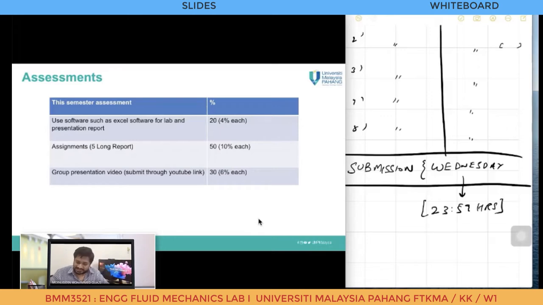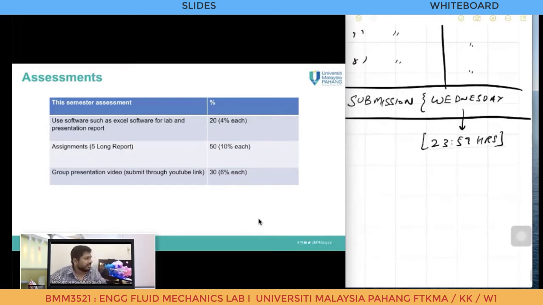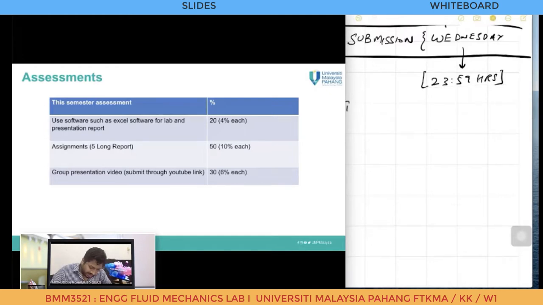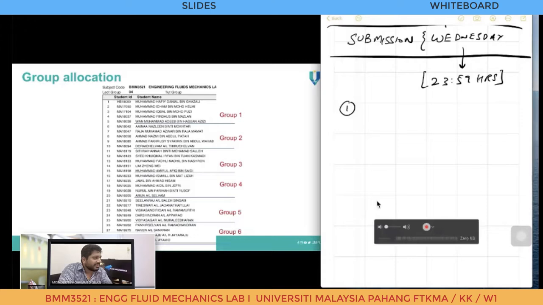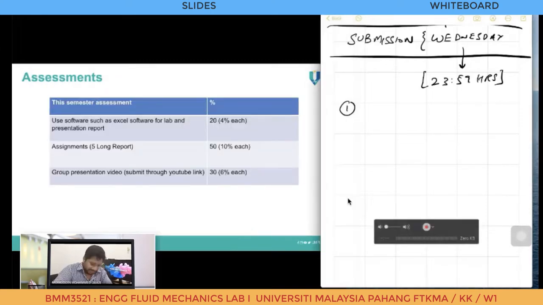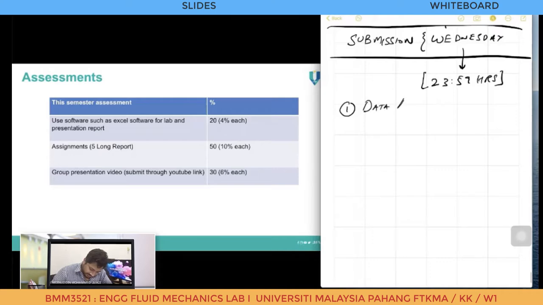Now, what is the assessment this year? The assessment has changed also. We have three things now. Number one is using software such as Excel, MATLAB, SolidWorks, ANSYS to analyze the data. You have to analyze the data and put that analysis in the lab report. So number one is how strong your data analysis is. And that data analysis you have to put in both the report and the presentation.